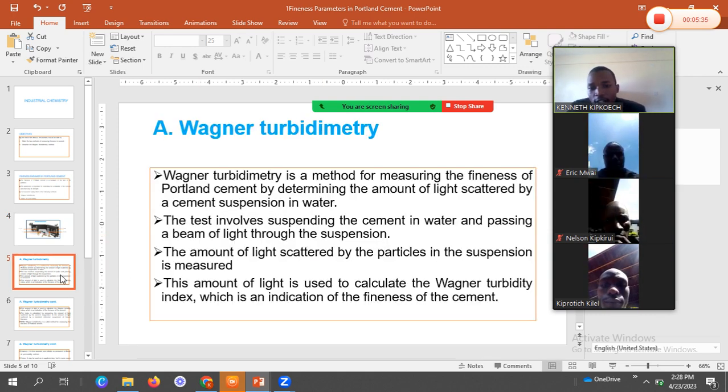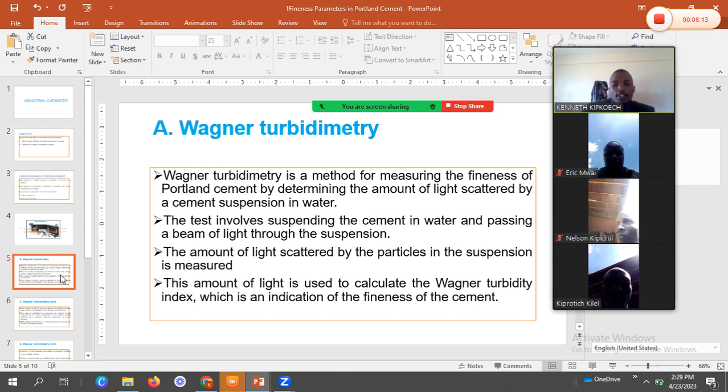Now we proceed. Next is how you are going to carry out the Wagner turbidimetry. I'm giving you 3 minutes to discuss how you are going to carry it out, and one of you is going to present as a leader of the group. So kindly go and discuss how Wagner turbidimetry is carried out and its significance. So 3 minutes.